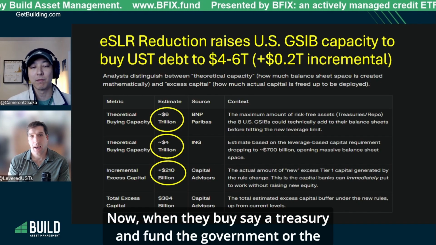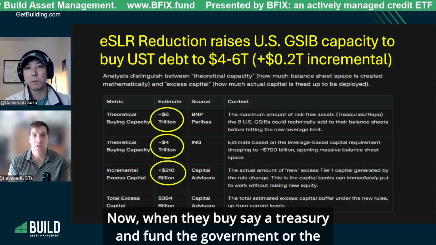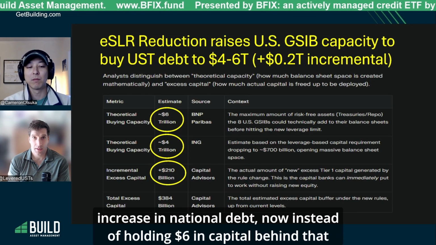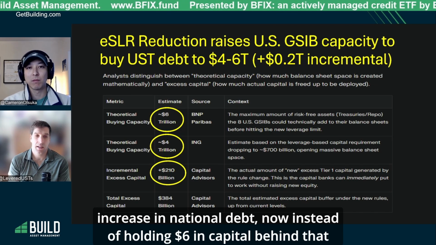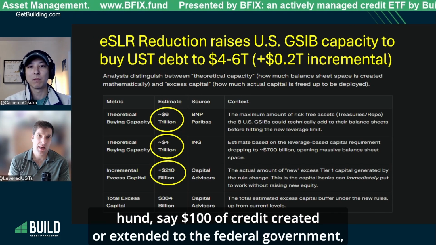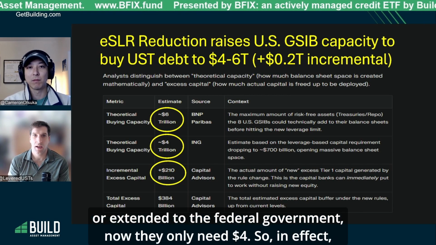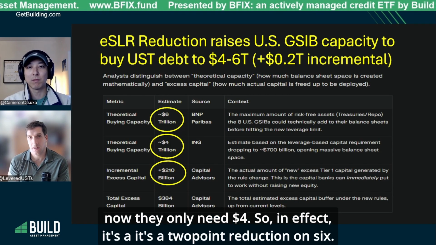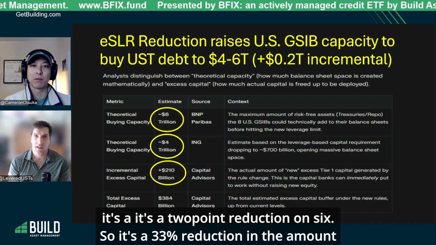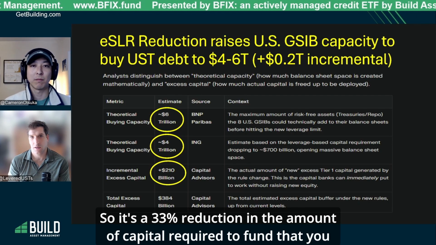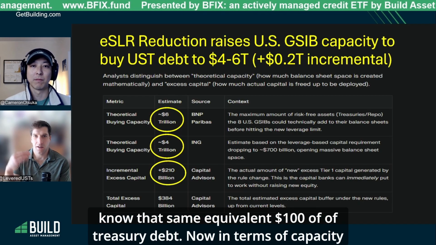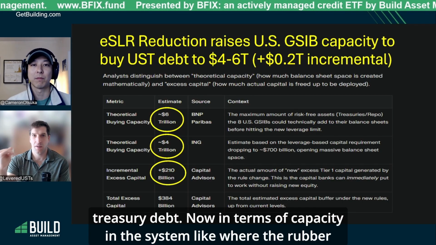Now, when they buy, say, a Treasury and fund the government or the public deficits, and that increase in national debt, now instead of holding $6 in capital behind that $100 of credit created or extended to the federal government, they only need $4. So in effect, it's a 2-point reduction on 6, so it's a 33% reduction in the amount of capital required to fund that same equivalent $100 of Treasury debt.